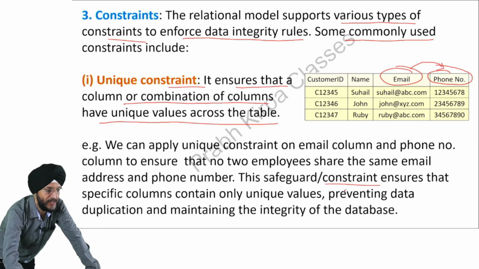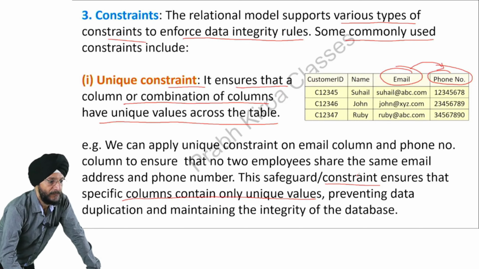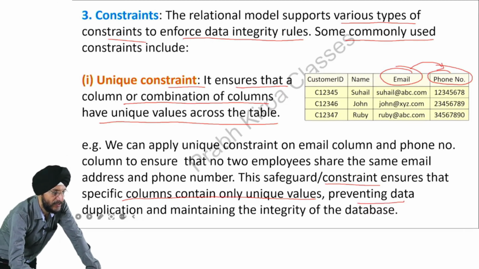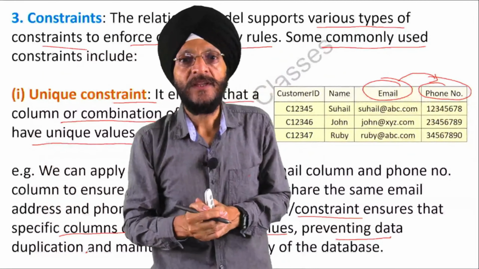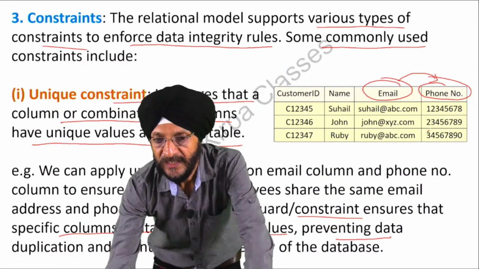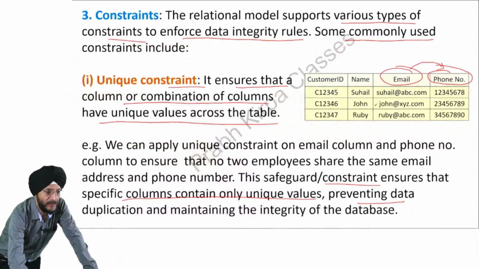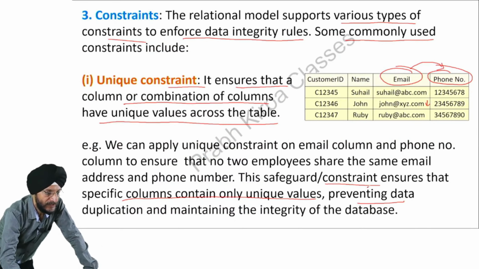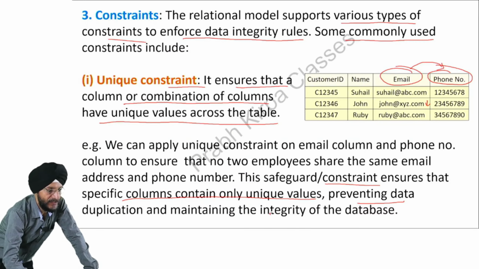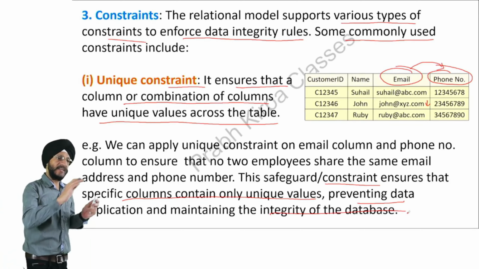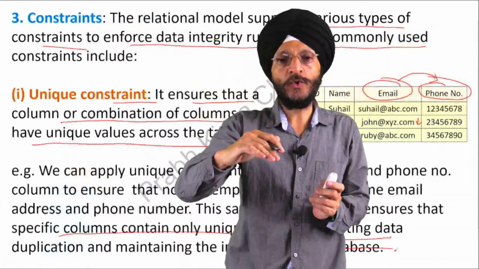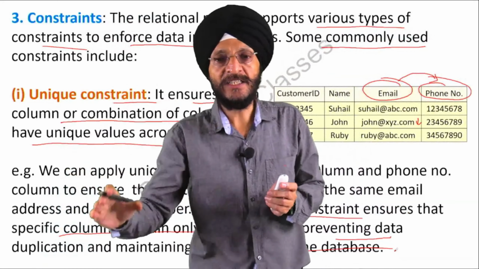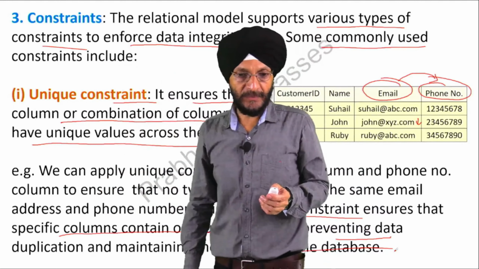This safeguard or constraint ensures that specific columns contain only unique values, preventing data duplication. For example, if a person is feeding data into the system and through an oversight he feeds the same email ID in this field also, the system will not allow it, and in this way database integrity is maintained, that is, data is proper. The unique constraint will ensure that the data is proper throughout the database.